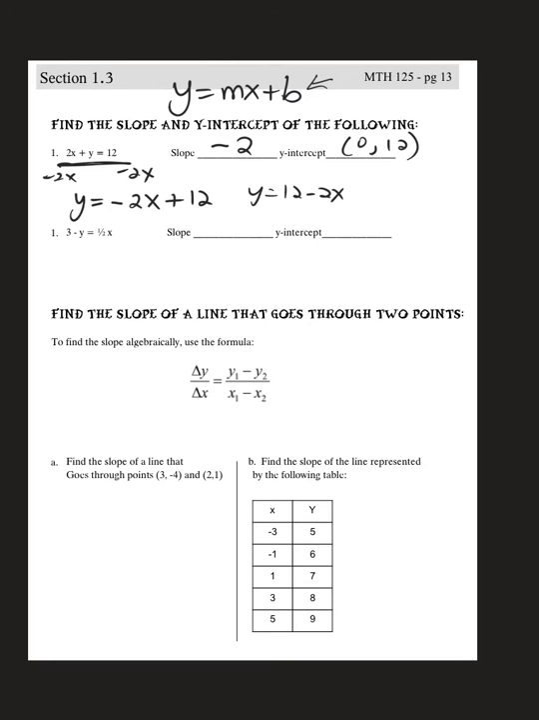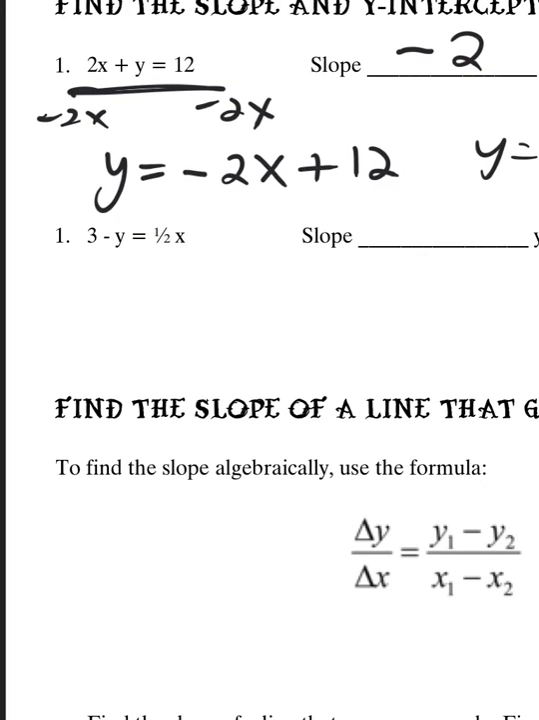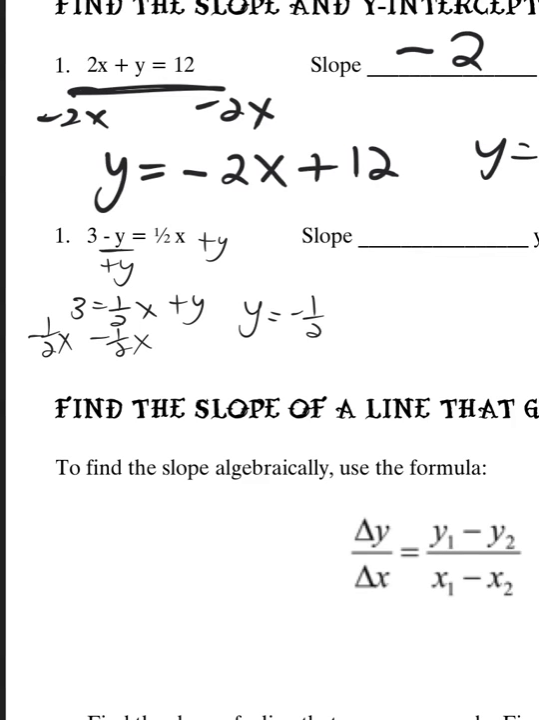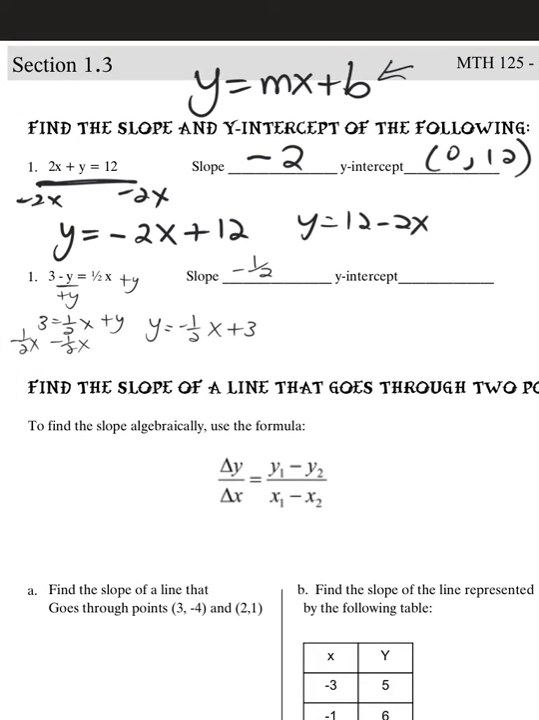For the next one, I'm going to be super crafty here. I don't want my y to be negative, so I'm going to actually add y to both sides. So I have 3 equals 1/2 x plus y. Then I'm going to subtract 1/2 x from both sides. That will give me y equals -1/2 x plus 3. -1/2 is my slope. 0, 3 is my y-intercept.